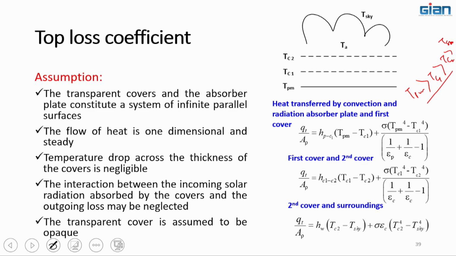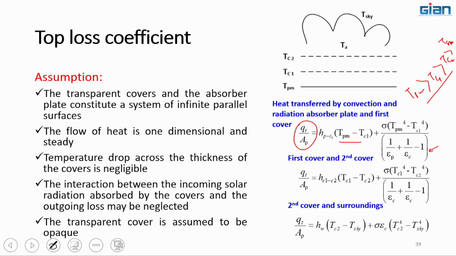So we will have this heat exchange from the plate to glass cover 1, then from glass cover 1 to glass cover 2, then glass cover 2 to ambient. So from top to bottom, QT divided by AP is HPC1, this is P to C1, times TPM minus TC1, and then there will be radiation exchange between this plate and the glass cover. And this has radiation parameters, because of how these plates view each other.